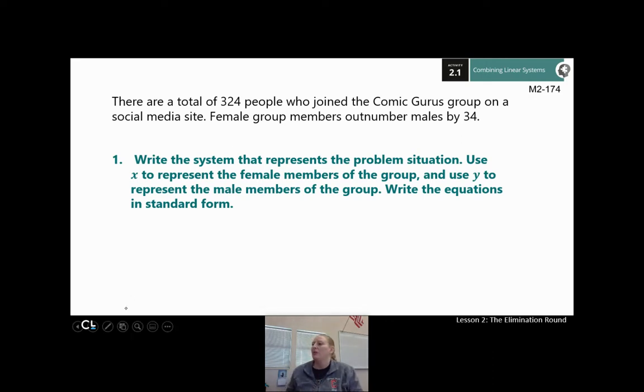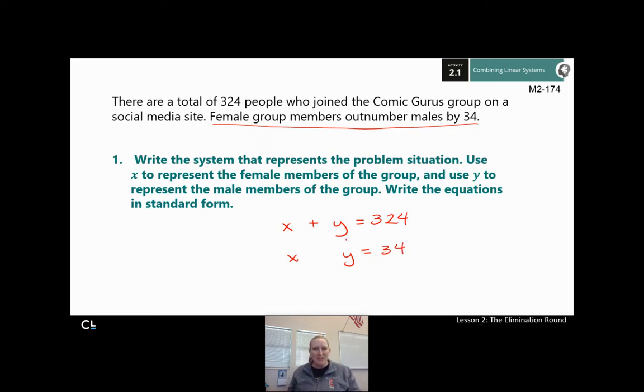So we said female group members, hang on, I want my pen. Female group members were X, male group members were Y. And we said that together, the total, so if I added those guys together, I should have 324 people. So that was nice. And we said we could come up with another equation because of this little line. We said that the female group members outnumber males by 34. So the difference between females and males was 34. And you guys know what difference means. Difference means you got to subtract them. And look at that. We have two equations.